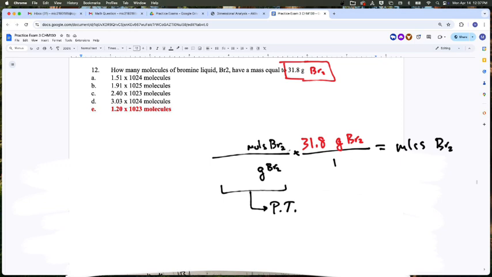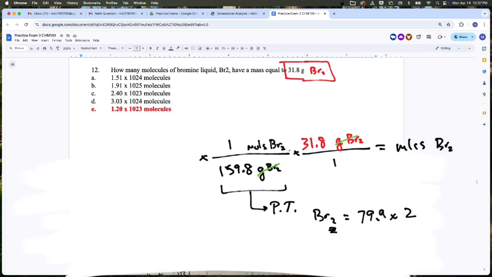Where we have to be careful is bromine on the periodic table is 79.9. Is that what I should be writing in here? No, because there's two of them. So 79.9 times 2. 159.8, is that what you said? Okay, what happens? The grams of bromine cancel.